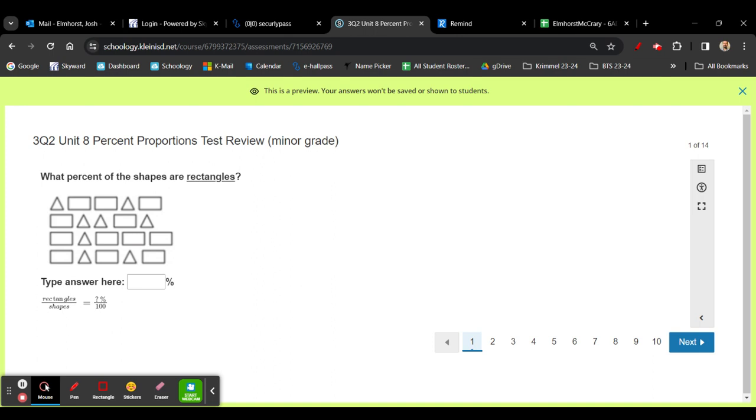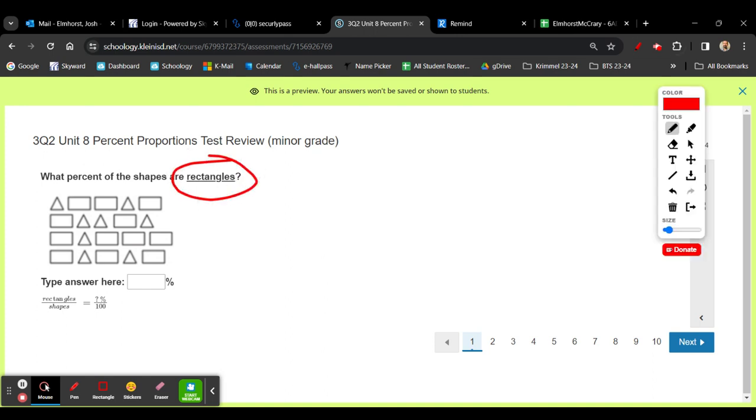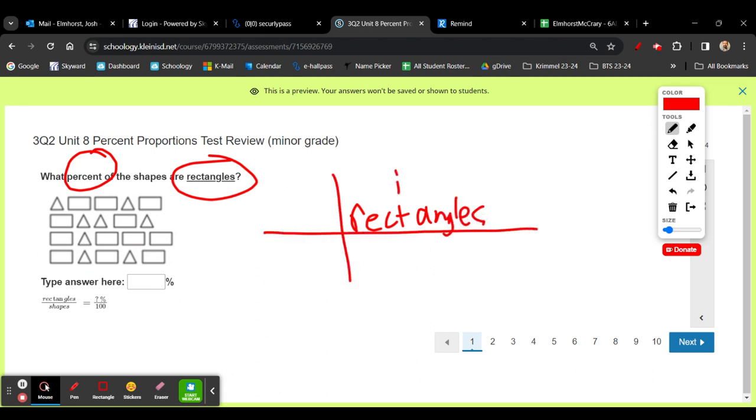For this video, I'm going to focus on going through and setting up the percent proportion based on what the question is asking. So first question, it is asking about rectangles and the percent. So on your papers, we're going to start building the proportion based on the question, and the question is about rectangles. And it asks about the percent.